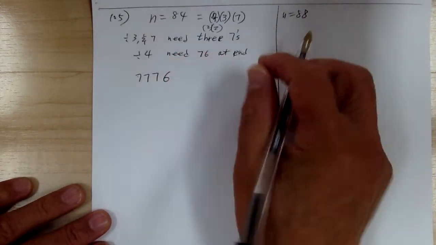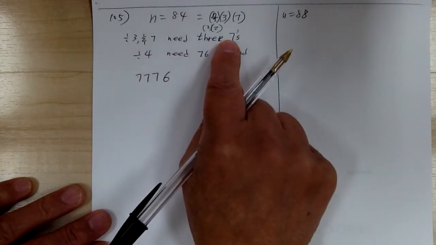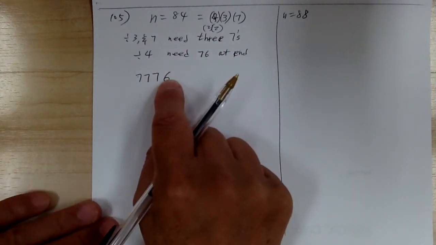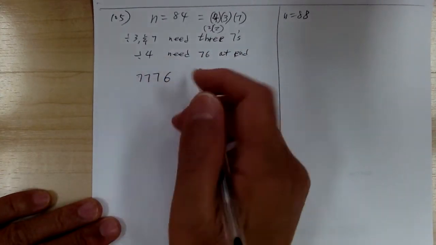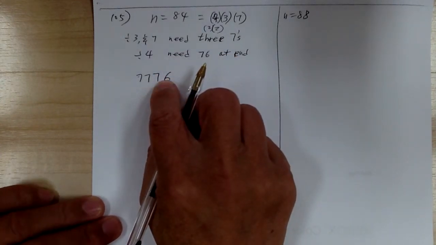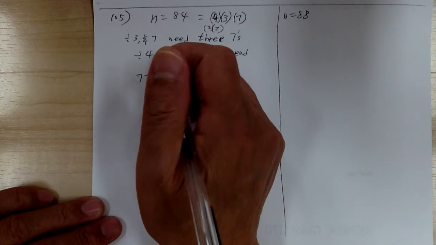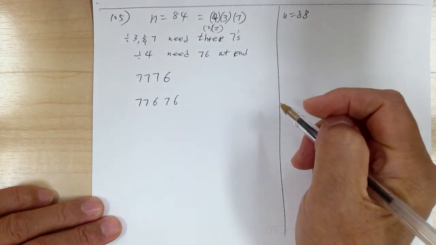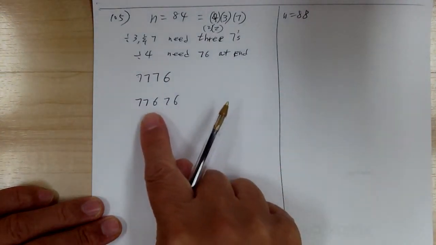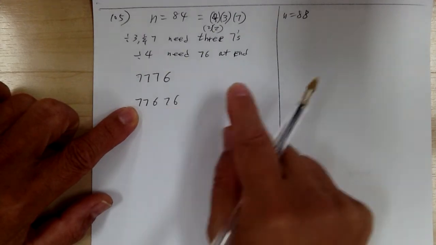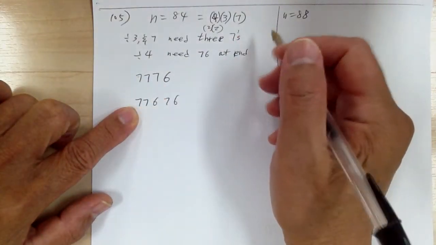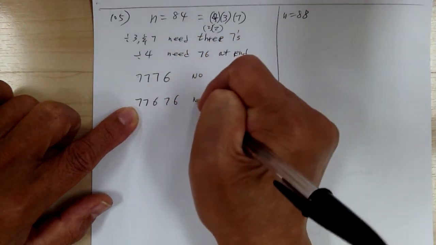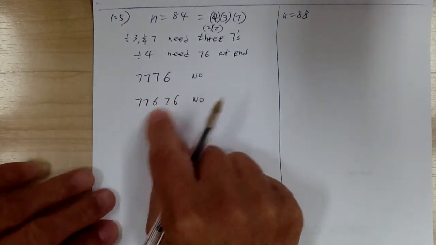Again, in order to divide by 3, we can only have 3 7s or 6 7s or 9 7s. So what we need to do is add more 6s onto it. This one is no good. If you add 6 to it, so 7, 7, 6, 7, 6, you can try and see if this is divisible by 7. If you try it, this one is no. Again, these are just criteria for you to try, numbers to try.